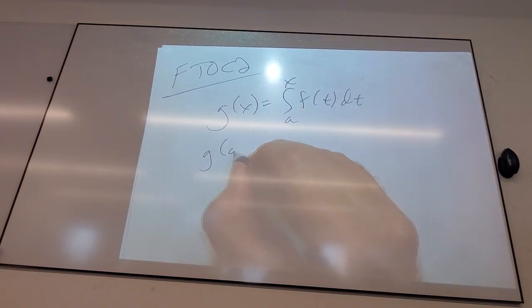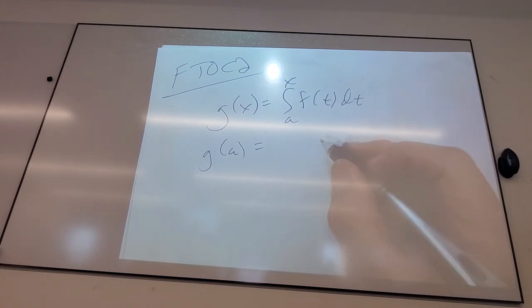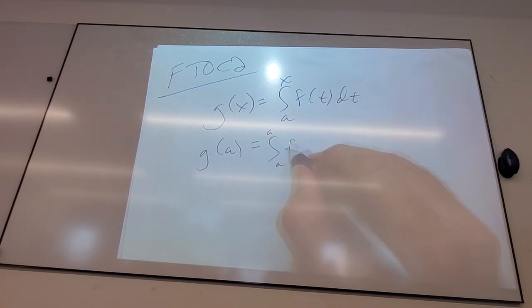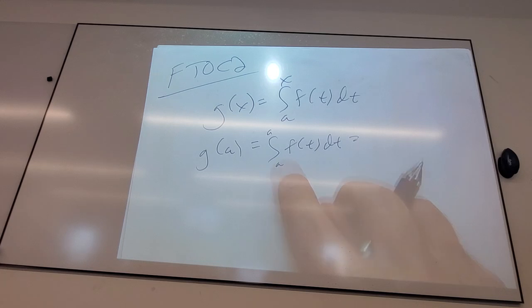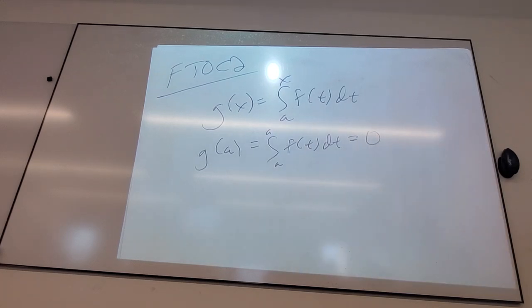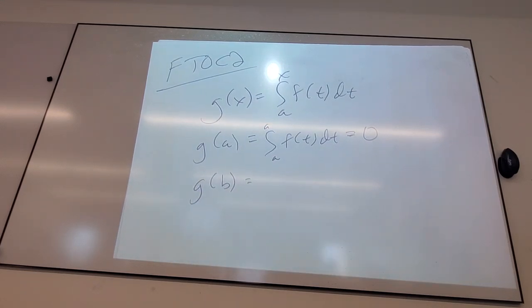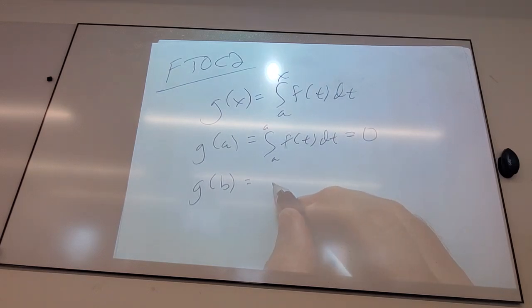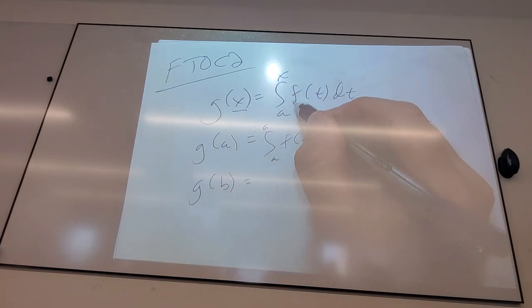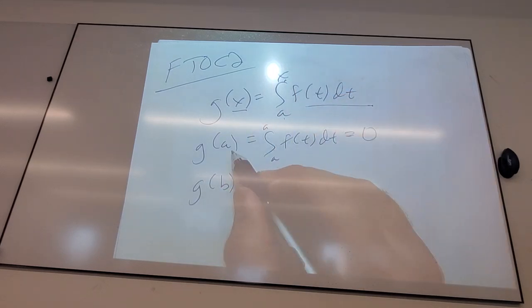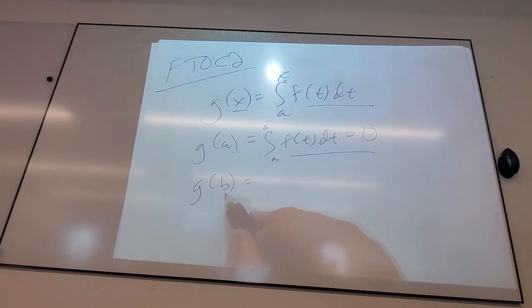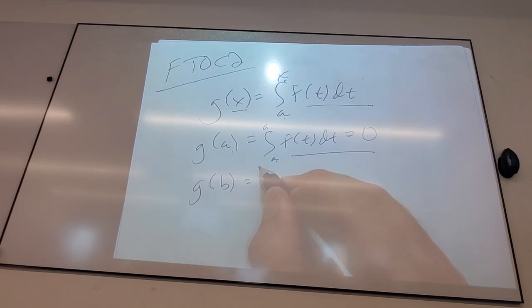Remind me what G of A was? 0. Let me write it out so you guys can really see. It's the area from A to A, which of course is 0 because it's got 0 width. So of course the area is 0. How would you write G of B? Might seem silly, but what's G of B? How would you write that? You can do it. Here, G of x is the integral from A to x. G of A is from A to A. So G of B is from A to B. Kick ass.